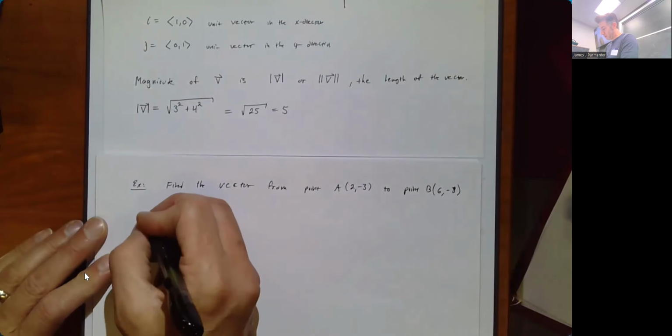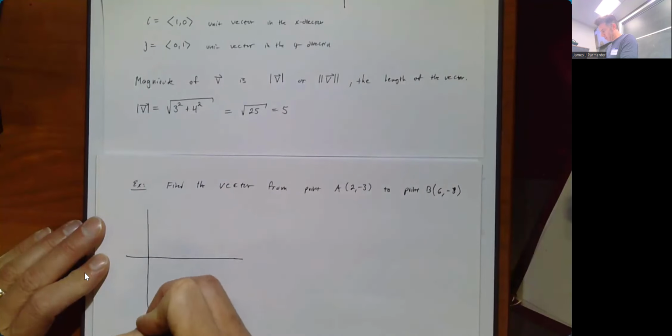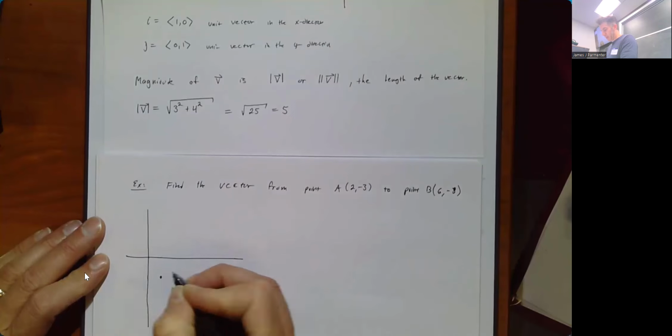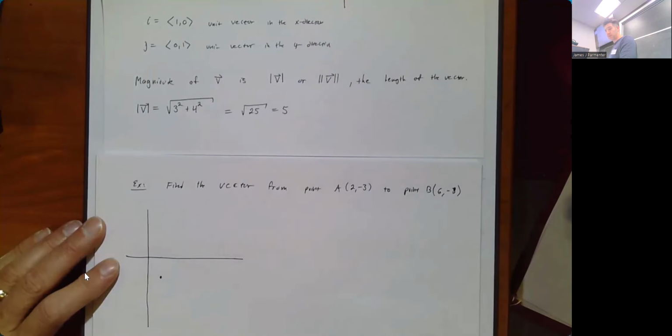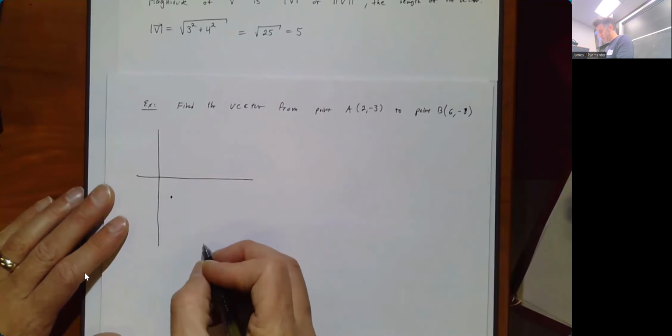So actually, I could draw it first. So we're starting at the point 2, -3. I give myself a lot more vertical room than I needed here. 2, -3. I'm not being particularly exact here. I'm just kind of approximating where it is. And then 6, -8 is maybe like down there.